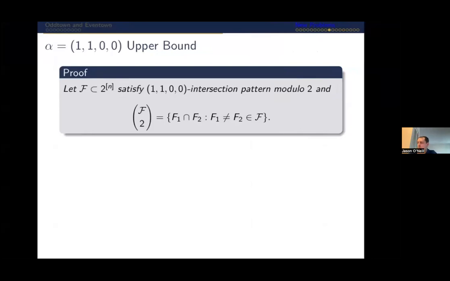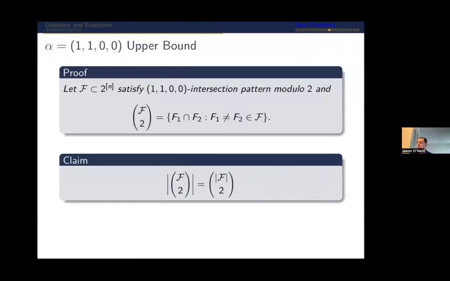So what I can do is I can consider all pairwise intersections from the family. So I have a family that satisfies that intersection pattern, and I consider all pairwise intersections. Now, the pairwise intersections are going to have an odd number of elements. So each set in this new family has an odd number of elements. What's maybe a bit more subtle is that when I do all these pairwise intersections, I get a different odd-size set each time.